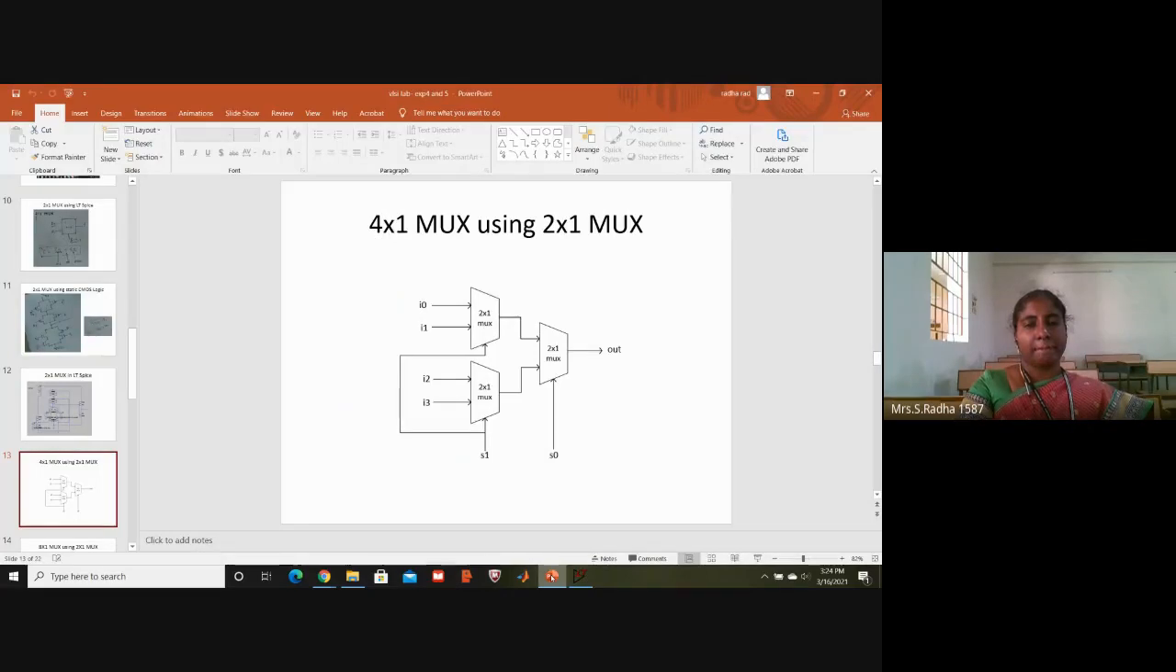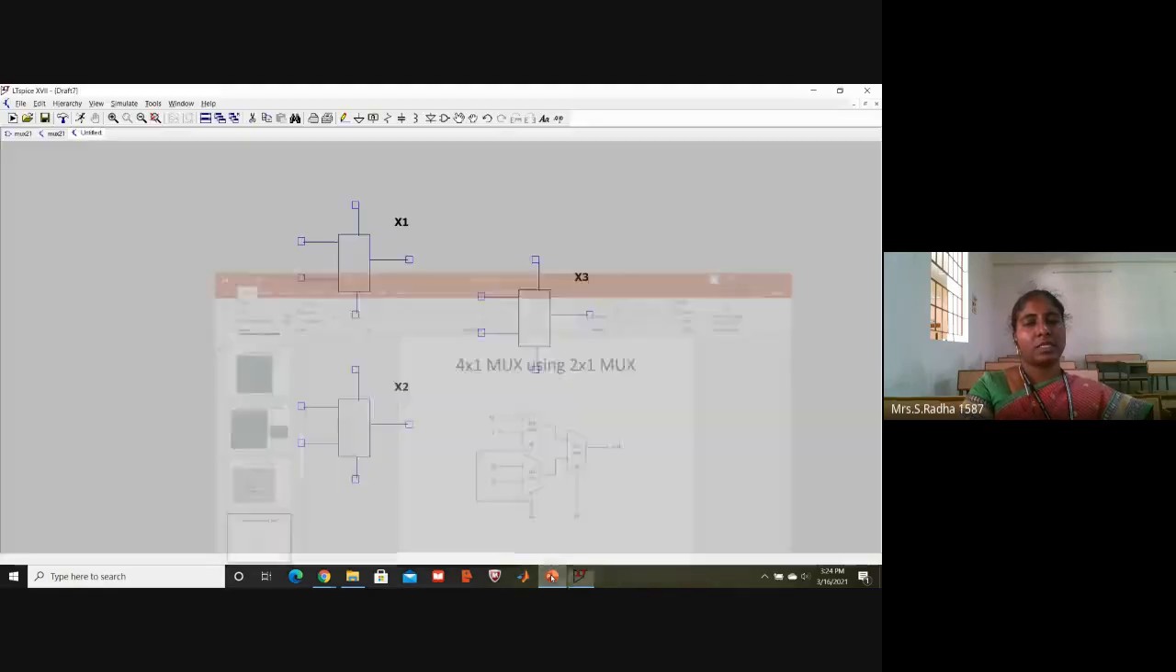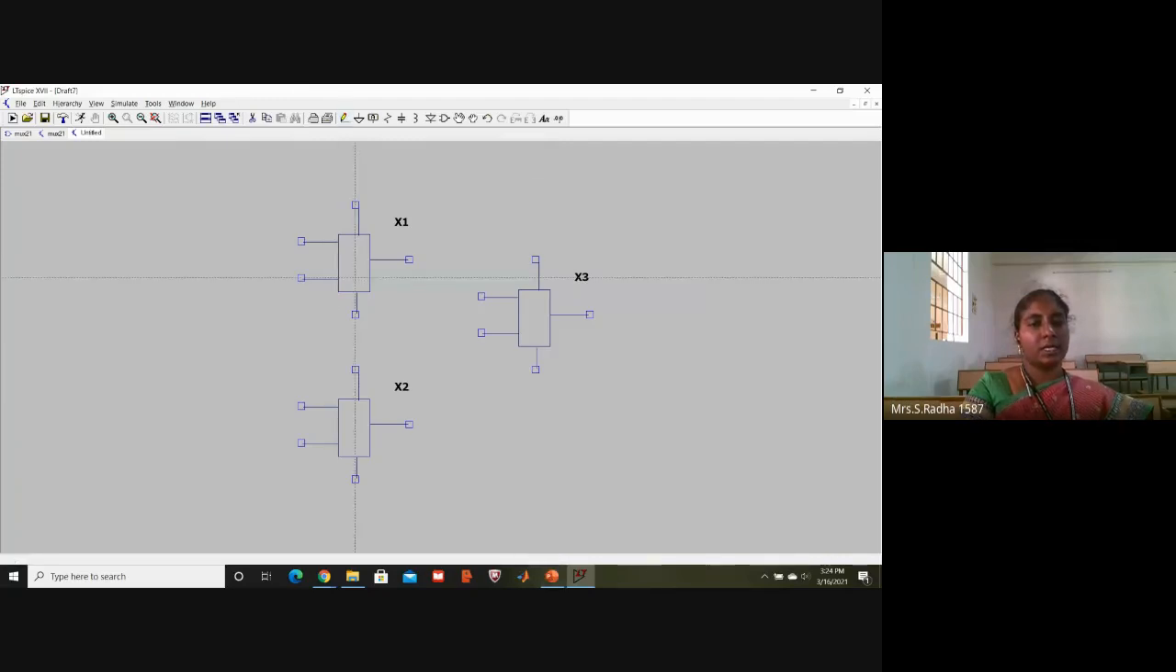This is the I0, I1, I2, I3. So two selection lines, first stage, second stage is there. First stage, both the selection lines should be joined together. First stage. And first stage output is connected to second stage. And all the VDDs are connected for the entire circuit. All the VDDs are connected together.